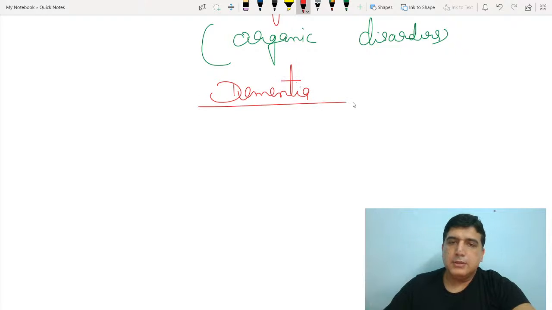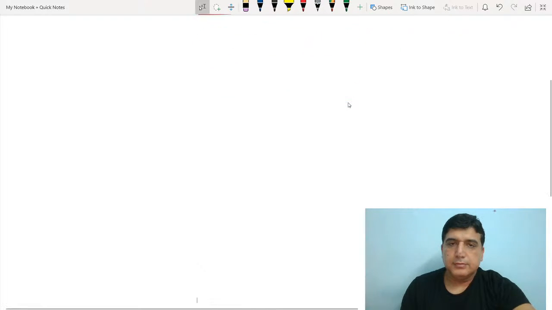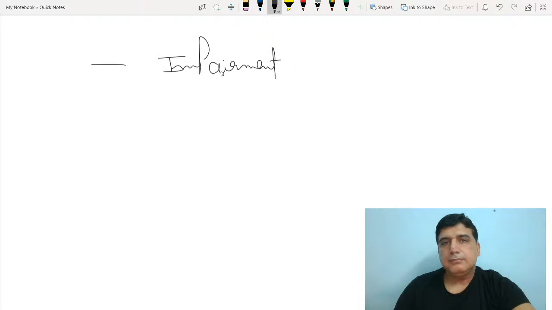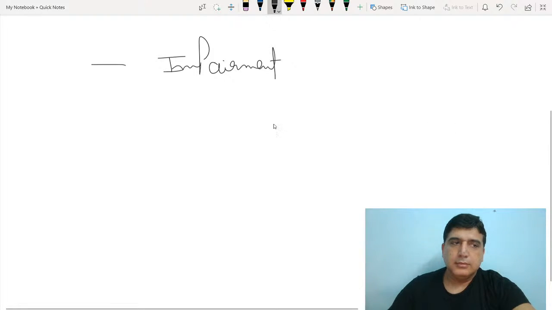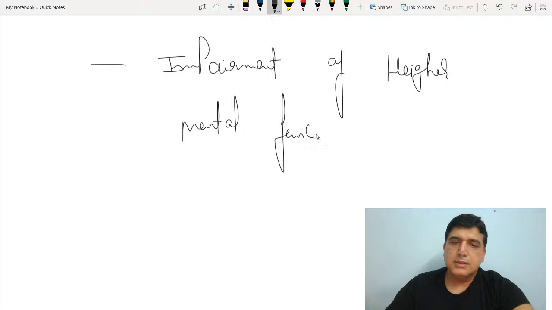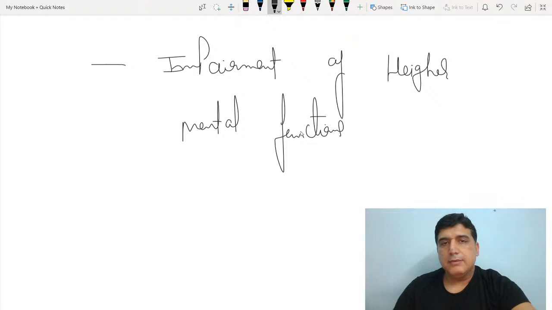What important points should you know about dementia? Point number 1: what is dementia? Guys, I request you, any queries you have, please ask. The more queries you ask, the better the interactive session will be. What is dementia? Impairment of higher mental functions. Impairment of higher mental function is dementia.